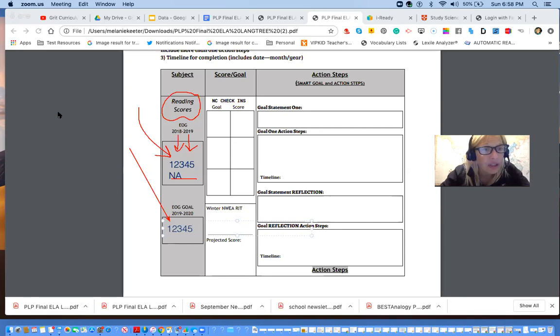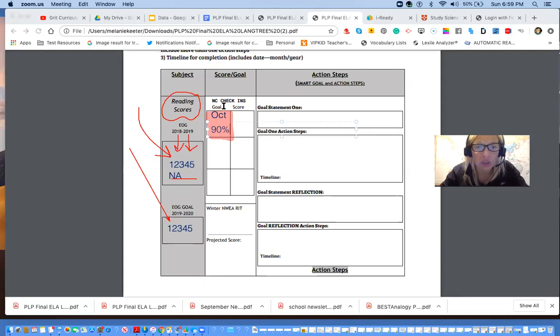Then I want you to look at the NC check-in, and you can write a percentage for your goal here. Okay, so this is the first check-in, and you will be taking this in October for reading and math. Make it a percentage out of 100%. So maybe your goal is to make a 90% on the first check-in. You've been scoring about 80, 85% mastery on some of your exit tickets, and so that is your goal for your first check-in.